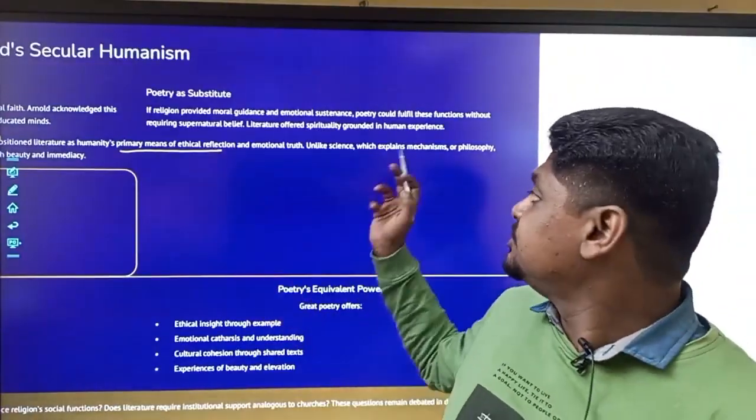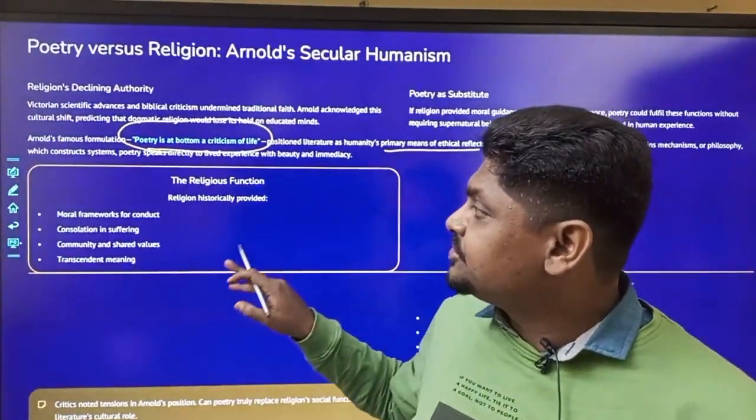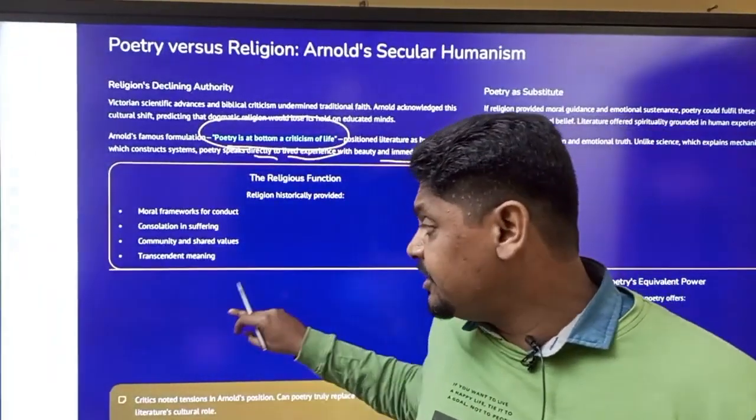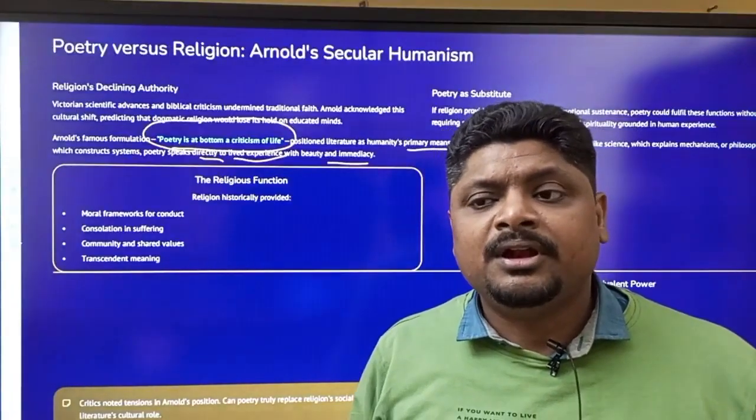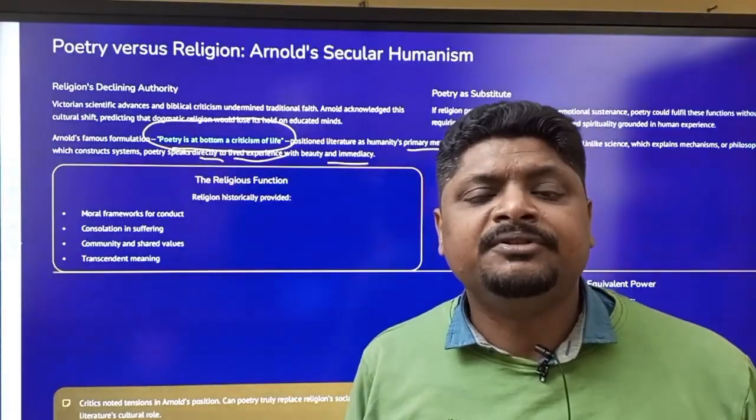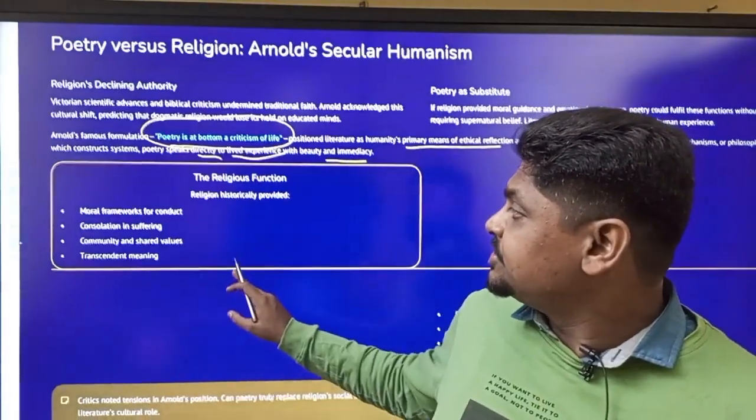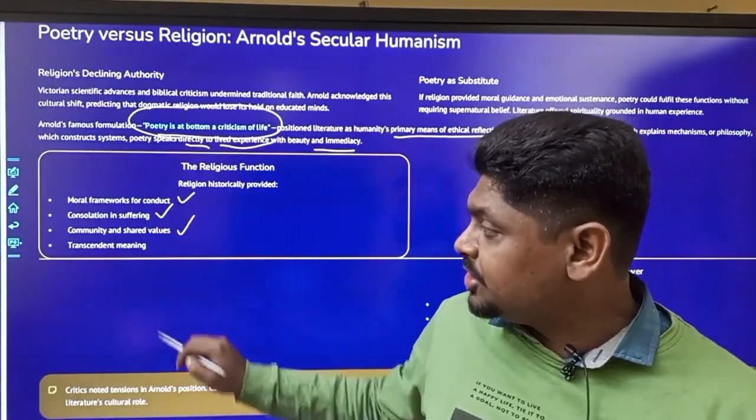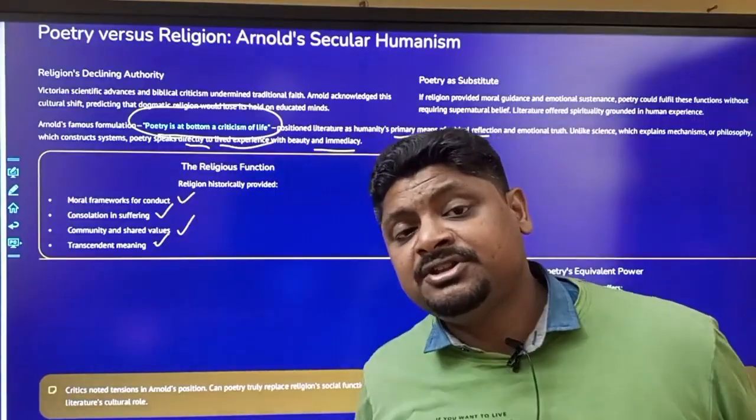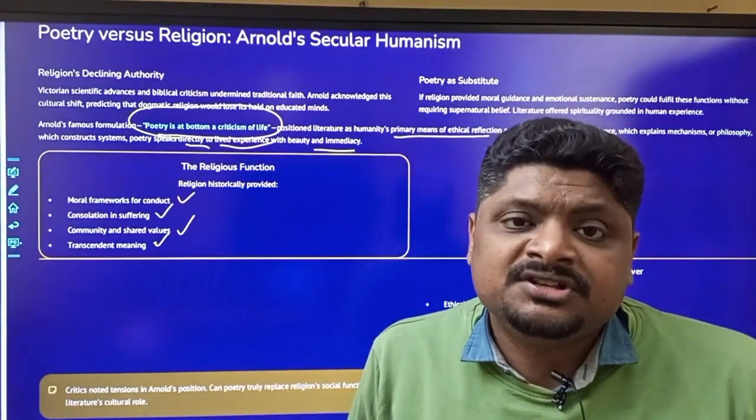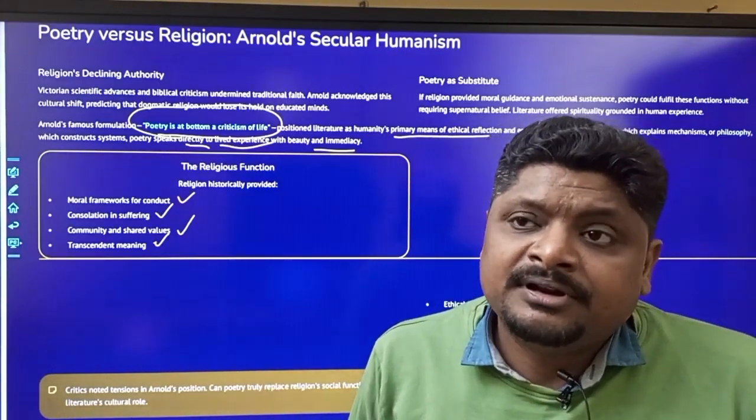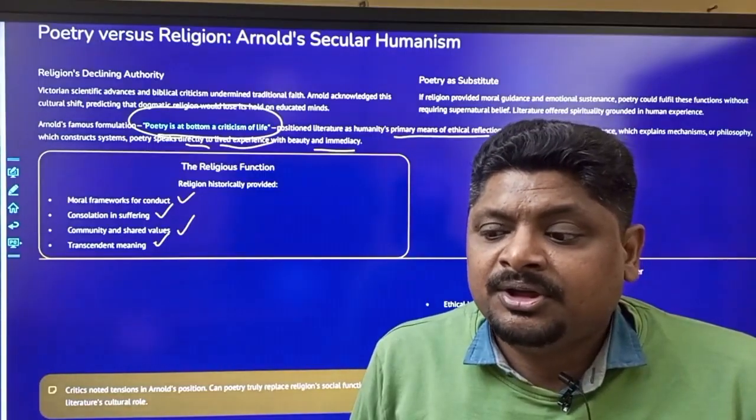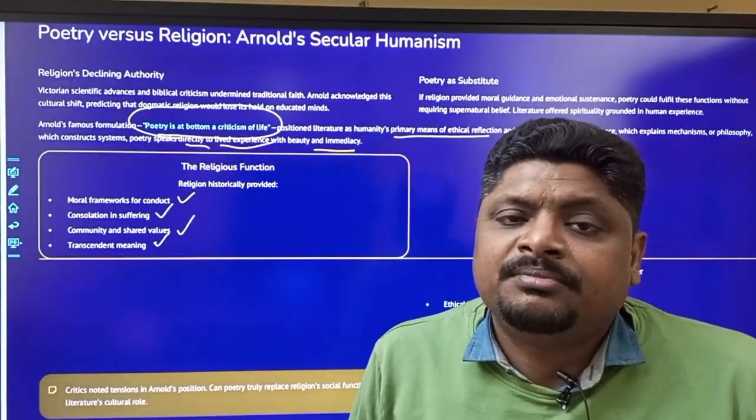Emotional truth: unlike science, which explains mechanisms, or philosophy, which constructs systems, poetry speaks directly to lived experience with beauty and immediacy. Okay, so poetry speaks to human lived experience. Poetry works with the lived reality of life. Okay, so religion historically provided moral frameworks for conduct, consolation in suffering, community and shared values, transcendent meaning. But in the Victorian age, religion is in crisis. Religion is no longer able to provide peace and moral concern. It is under crisis. It has been superseded, it has been replaced by science.